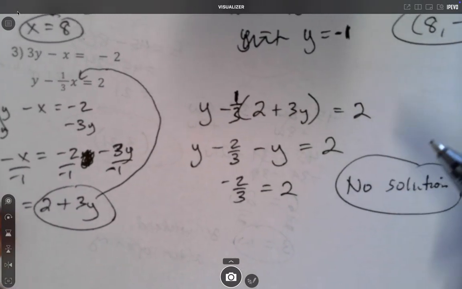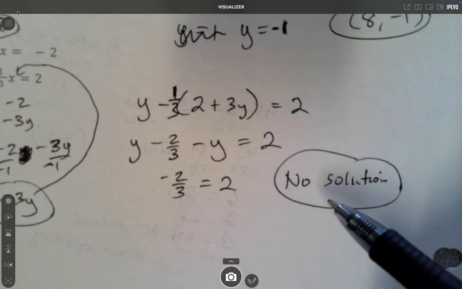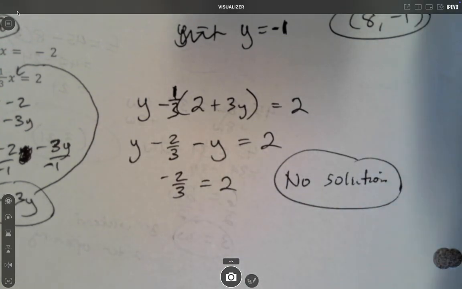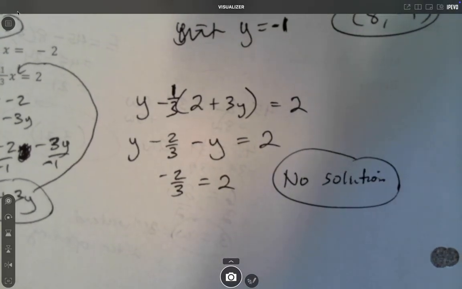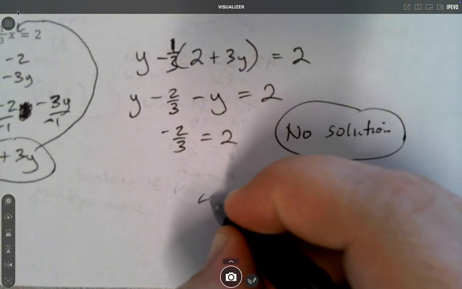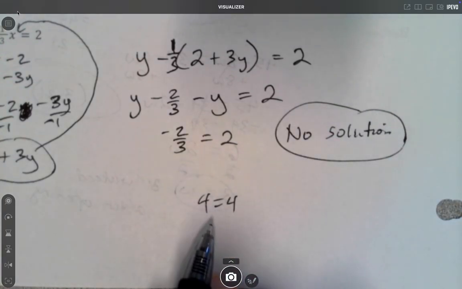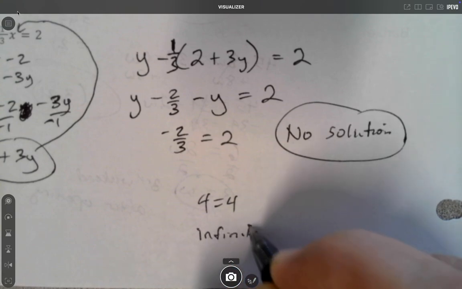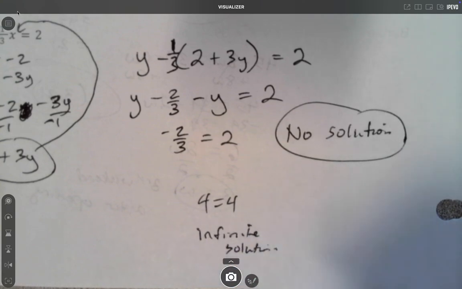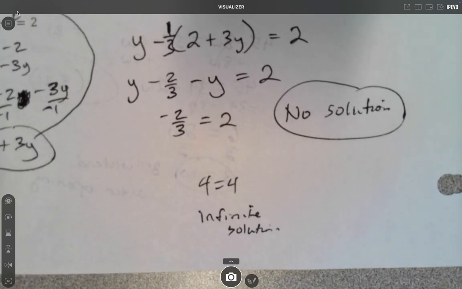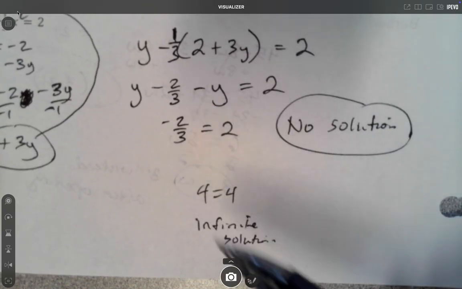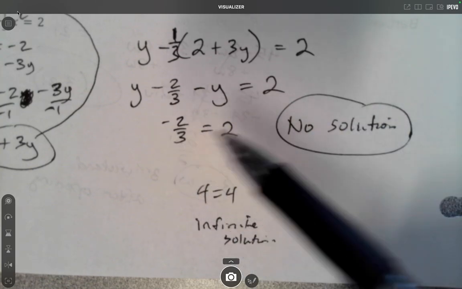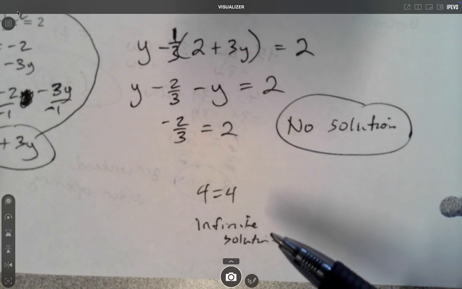And just to be clear about one other possibility, this one's no solution because when the variables disappeared, we got a false statement. But there can be times where when both variables disappear, you get something true, like 4 equals 4. That means you have the same line, and there'd be infinite solutions. Now, we did not have one of those come up on this set of notes, but I wanted to let you know, similar to when we were solving equations before, when the variables disappear, your two possibilities are no solution if the result is something false, or infinite solutions if the result is something true.